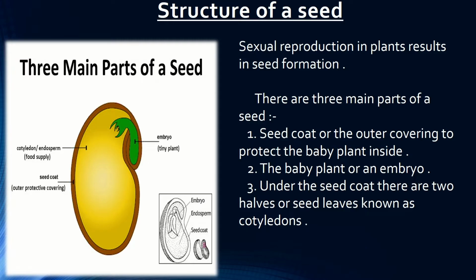Under the seed coat, there are two halves, or seed leaves, known as cotyledons. Until the leaves come out and start food preparation, the baby plant collects its nourishment, or food, from the cotyledons.